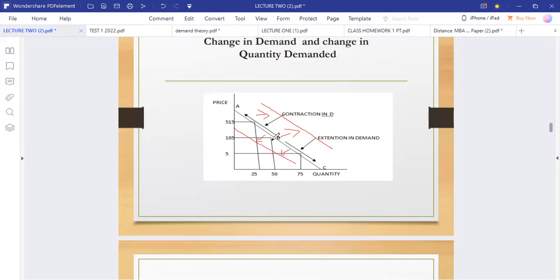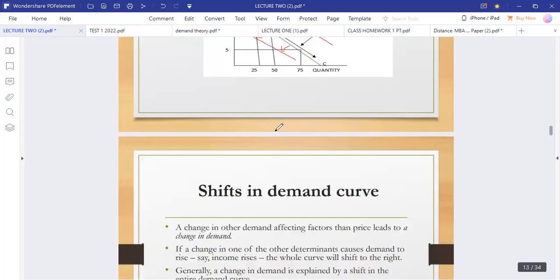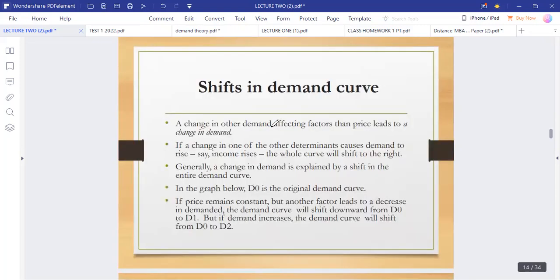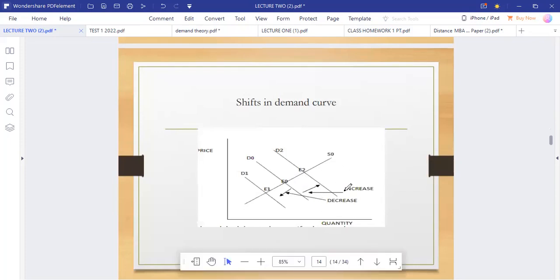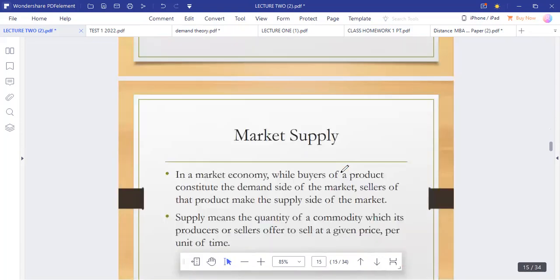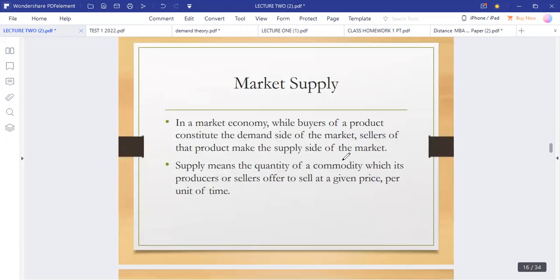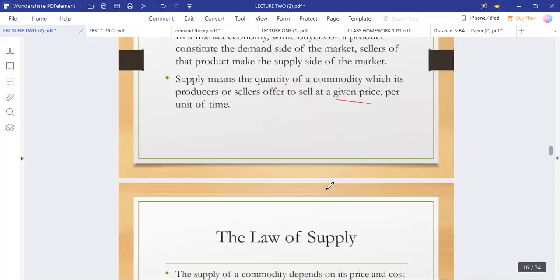We have what we call the contraction and extension. So the change in other factors of demand will result in a shift in demand. So this shift is caused by changes in income. So supply, on the other hand, looks at the suppliers on the supply side. So supply has a positive slope because of the positive relationship that exists. The higher the price, the more suppliers or producers are willing to sell at a given price per unit time.